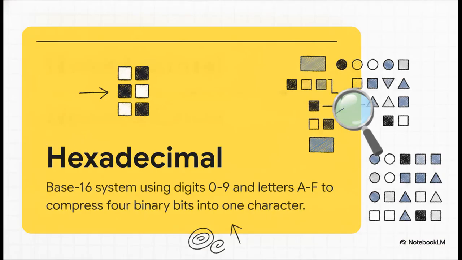Enter hexadecimal. This is a base 16 number system, and it is a total lifesaver for programmers everywhere. It uses the standard denary digits 0 through 9, but then it introduces the letters A through F to represent the numbers 10 through 15.